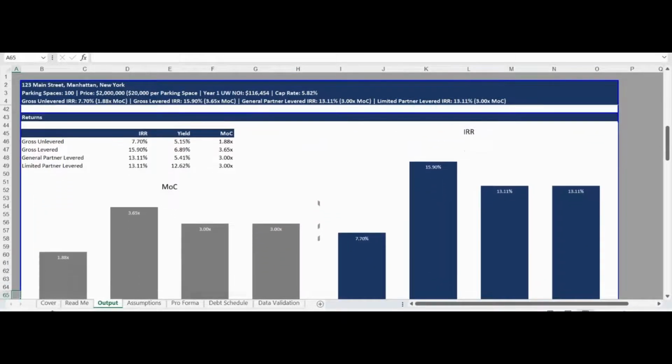Returns are presented next, including the internal rate of return, yield, and multiple of capital on a gross unlevered, gross levered, general partner levered, and limited partner levered basis. To assist with analysis, the returns are presented in a data table and visualized as bar charts.